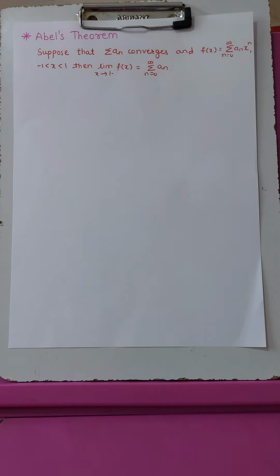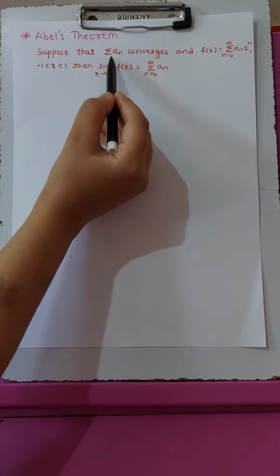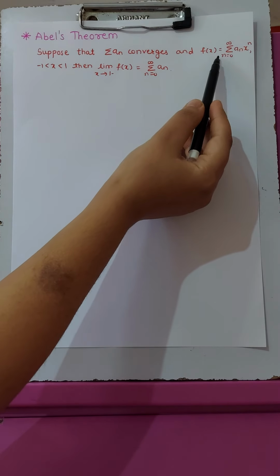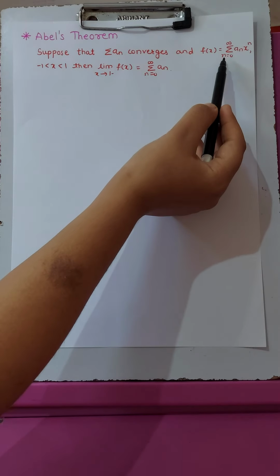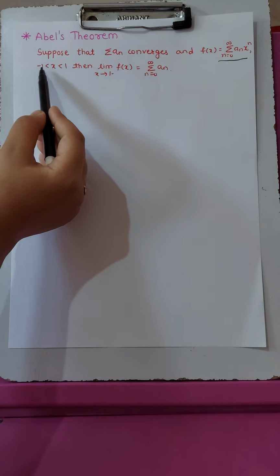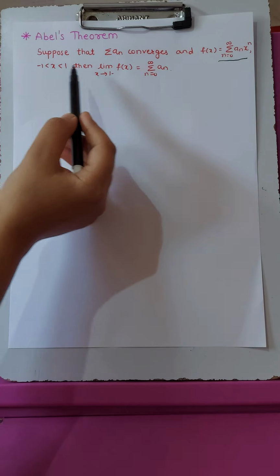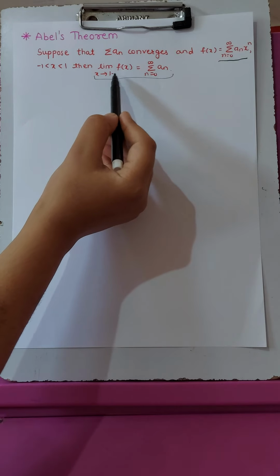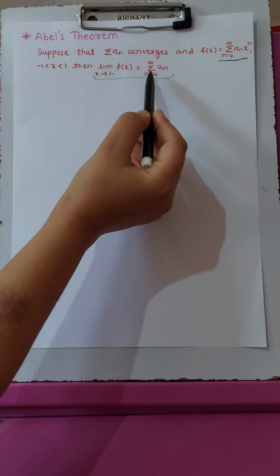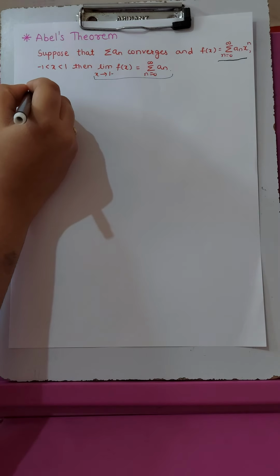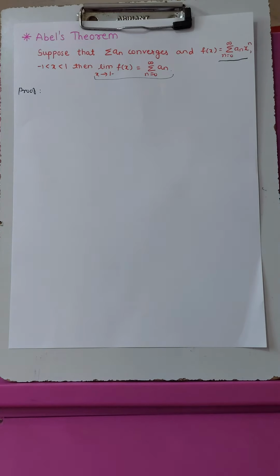So Abel's theorem states that suppose that the series summation an converges and f of x equals summation n from 0 to infinity an x to the power n for minus 1 less than x less than 1. Then we have to prove that limit x tends to 1 minus f of x is equal to summation n from 0 to infinity an. So here we will start with the proof.